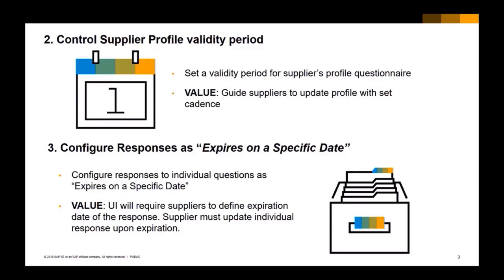And finally, the third tip, which I'll also show in solution, is configuring responses to specific questions as responses that expire on a specific date, because that date may be different than the overall expiration or validity period of the entire questionnaire. So whenever you're creating a question, you can go ahead and mark it as expires on a specific date, and the UI will remind suppliers that, for example, their quarterly certificate has expired and they must log back in and update that.